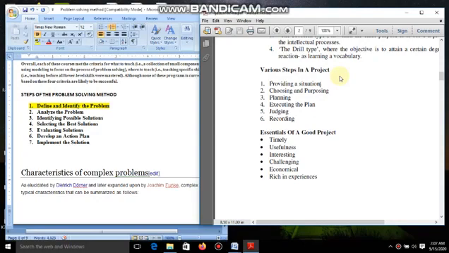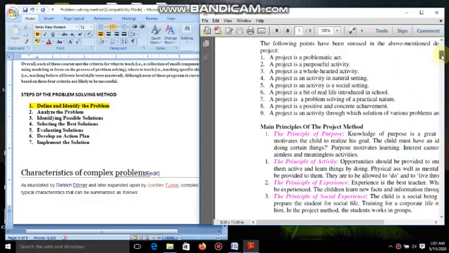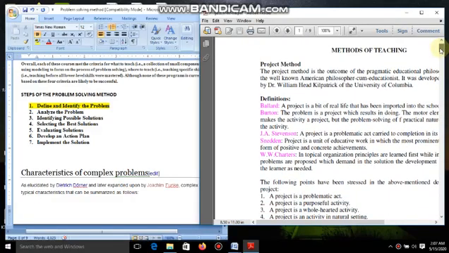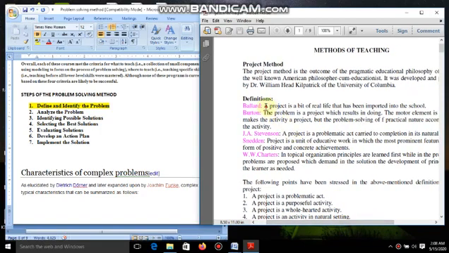But here the difference is in this particular context, here is a situation. A project, as per its meaning, is defined as a fraction of the reality of life, as defined by Ballard: a project is a bit of real life that has been imported into the school. See, this is the first line.